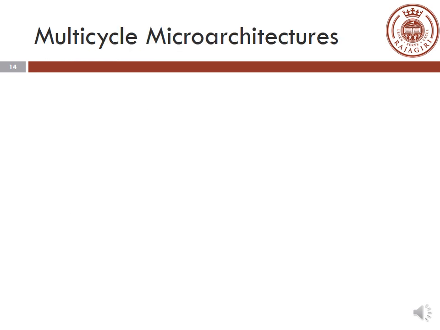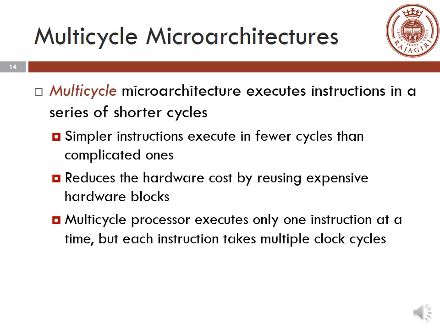The next kind of microarchitecture is the multi-cycle microarchitecture, which executes instructions in a series of shorter cycles. So you have a different number of cycles associated with each instruction. As you could assume, simple instructions will be executed in fewer cycles than complicated ones. The hardware cost can be reduced by reusing expensive hardware blocks. We will see how it works later.